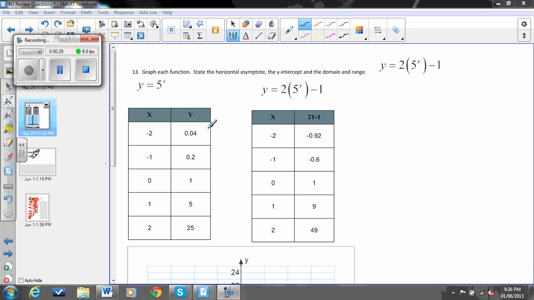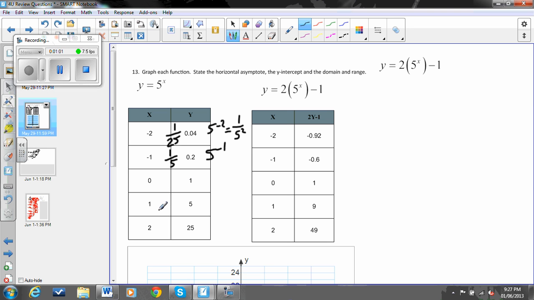When x equals -2, the y coordinate is going to be 5 to the -2, or 1 over 5 squared. This gives us a y coordinate of 1 over 25, or 0.04 as a decimal. When x equals -1, the y coordinate is 5 to the -1, or 1 over 5, which is 0.2. When x equals 0, y equals 5 to the 0, which is 1.